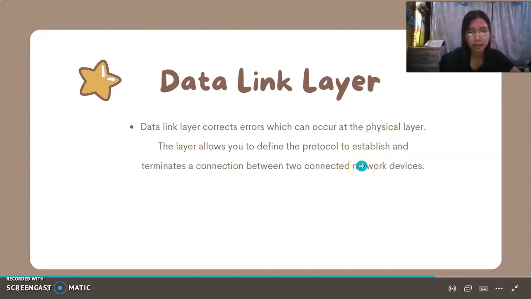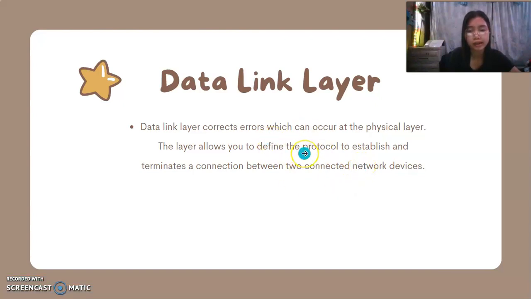Next, the data link layer. Data link layer corrects errors which can occur at the physical layer. The layer allows you to define the protocol to establish and terminate a connection between two connected network devices. Or in other words, the protocol layer in a program that manages the transfer of data into and out of a physical link in a network. So, in the OSI model for collection of communication protocols, the data link layer is layer 2.